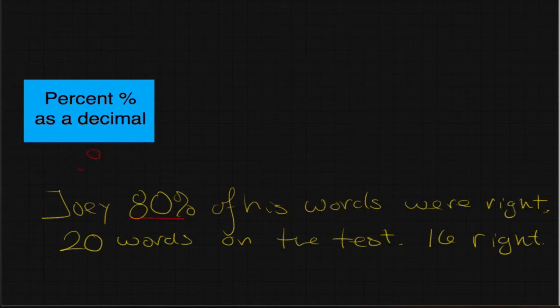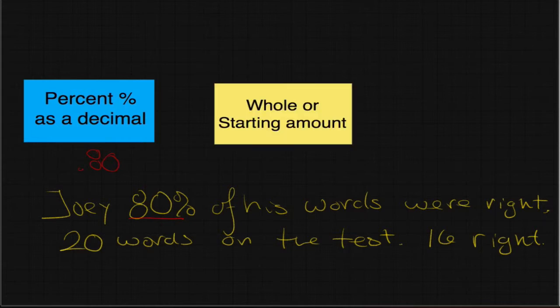So in this case, obviously, it says 80%. So we can say 80% of his words. And that's the total, right? The whole amount of his words are right. And we know that there were 20 words. That was the total. So that's the total. And here's the important thing. We want to say it's 80% of 20. And you know that of means to multiply. So 80% of 20. And we want to find out what that is.